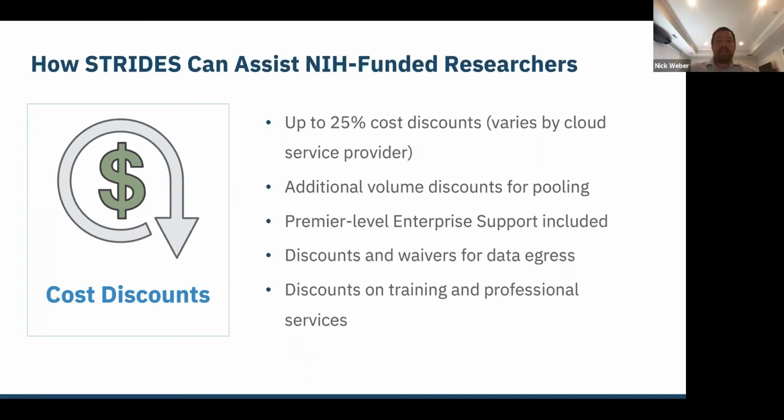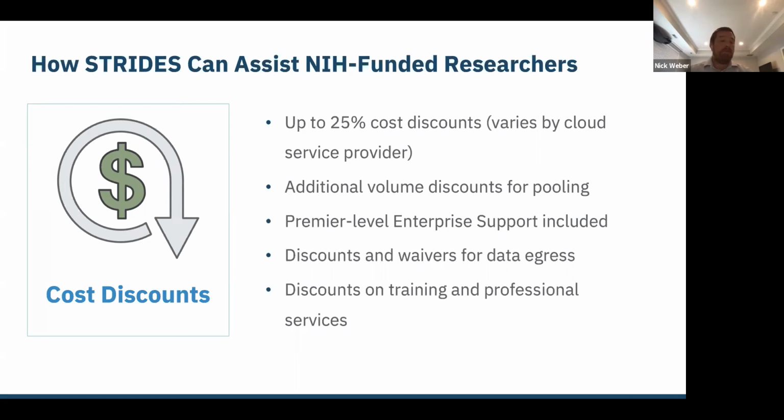So for cost discounts, this varies by cloud service provider, sometimes by the specific service, whether it's storage or compute or data transfer, but up to 25%, which can really help bring research institutions and research programs to the cloud by making it more cost effective. We also see, the more participants there are in STRIDES, the more volume of expenditures there are. And the way the cloud works is that the unit-based pricing goes down when the volume goes up. So as we aggregate charges, costs continue to go down.